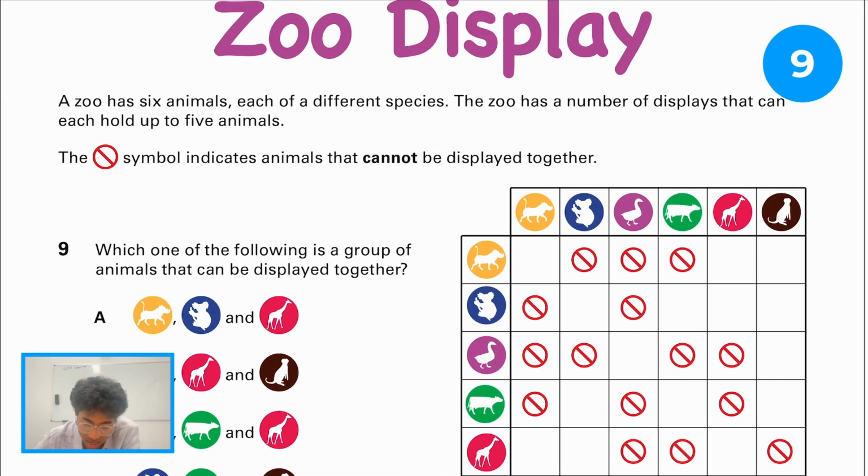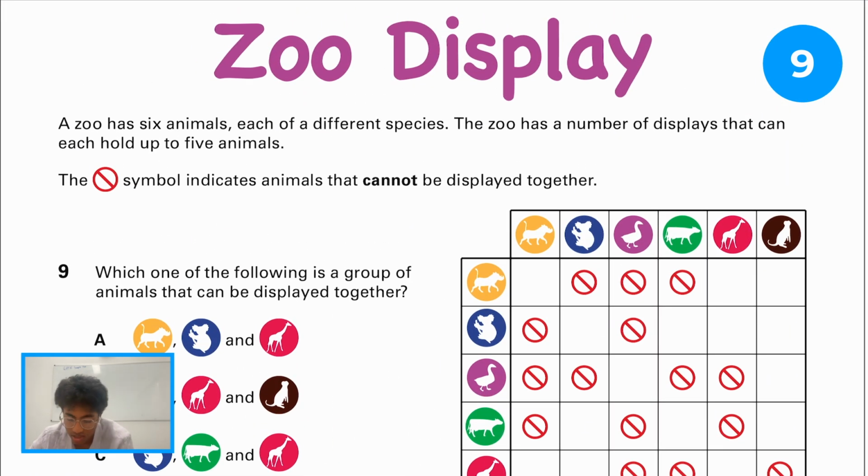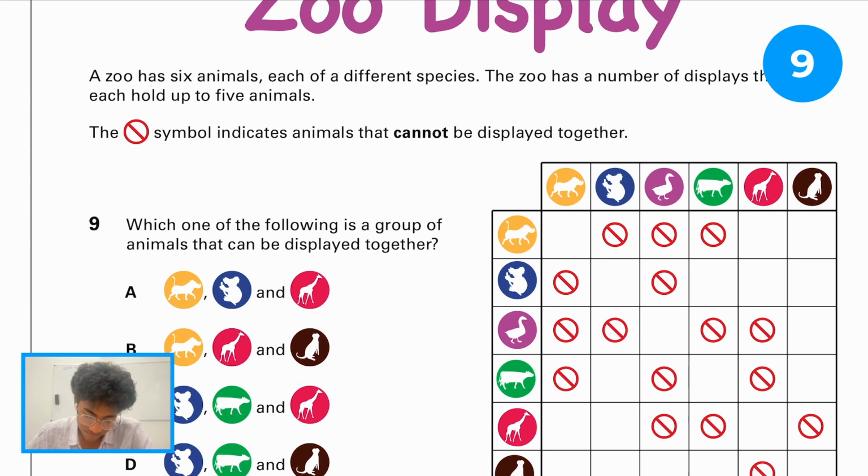A zoo has 6 animals, each of different species. The zoo has a number of displays that can each hold up to 5 animals. The cross symbol indicates animals that cannot be displayed together. Which one of the following is a group of animals that can be displayed together?